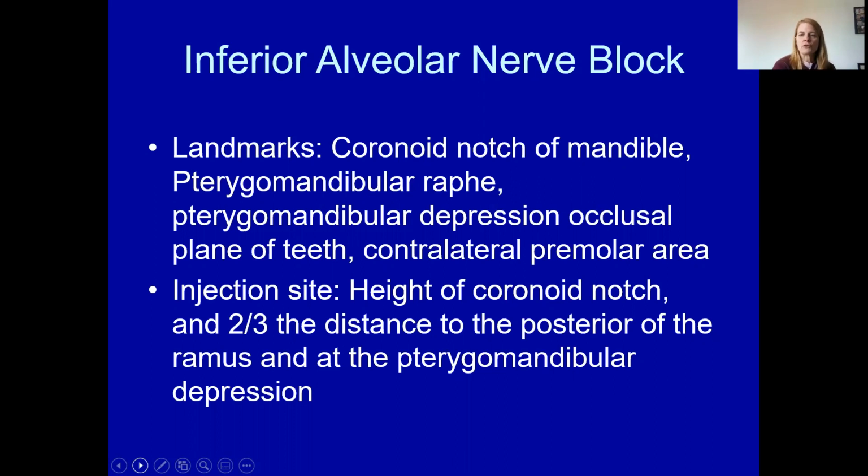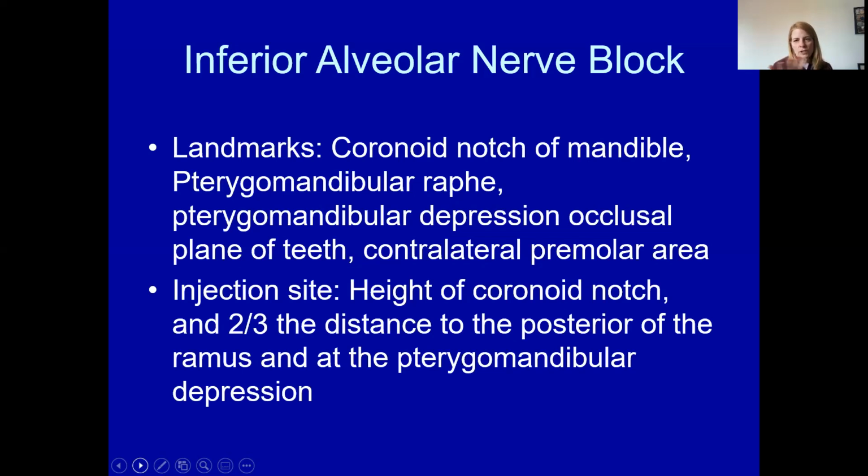For the inferior alveolar nerve block, this is the big one. Our landmarks are the coronoid notch of the mandible, the pterygomandibular raphe, the pterygomandibular depression right in front of that raphe, the occlusal plane of the teeth, 6 to 10 millimeters above the occlusal plane of the teeth, and the contralateral premolar area. Our injection site is going to be determined by taking our thumb, sliding it out firmly onto that coronoid notch, and we're going to look at half of the distance of our thumbnail as our site of deposition, our height of deposition.